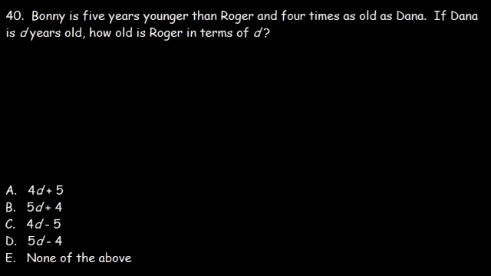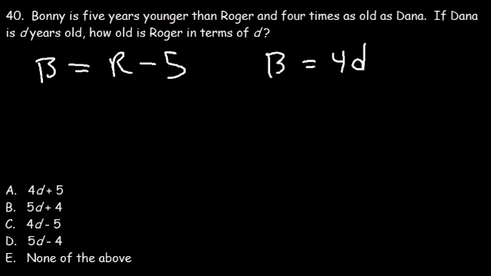So therefore Bonnie is Roger's age but minus 5. So if Roger's like 40, Bonnie would be 35. 40 minus 5 is 35. So therefore Bonnie would be 5 years younger than Roger if Bonnie was 35 and Roger was 40. Now, Bonnie is 4 times as old as Dana, so B equals 4D. So if Dana's like 8, 4 times 8 is 32, Bonnie would be 32.